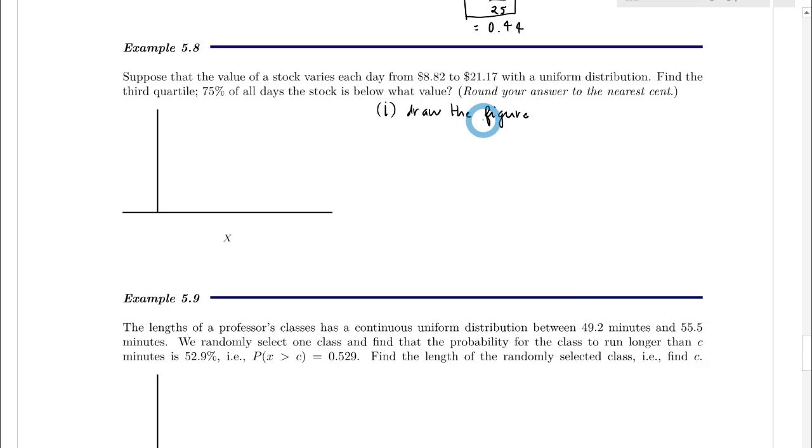So here our figure would be between 8.82. So this is 0. The end point would be 21.17. And then I would say 8.82 is around here. Like that. Okay, and then we could draw a little rectangle now. Okay, and then second step, find f of x.